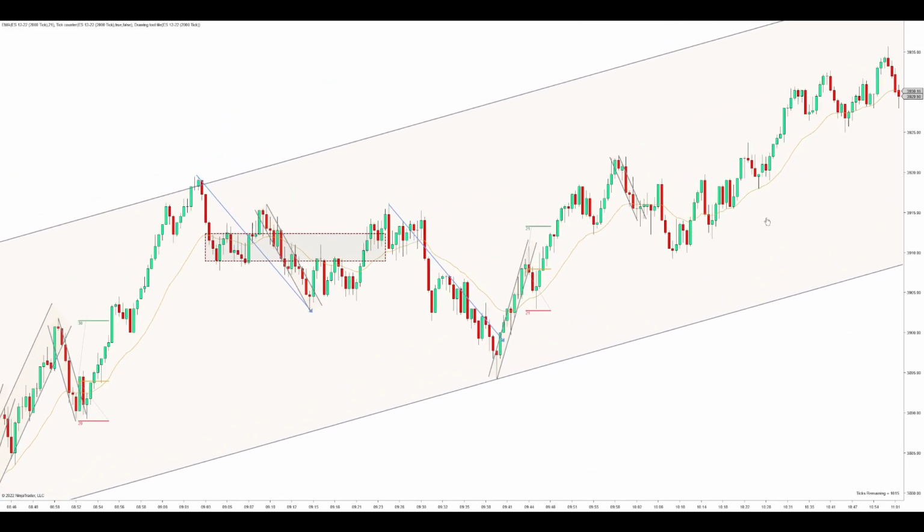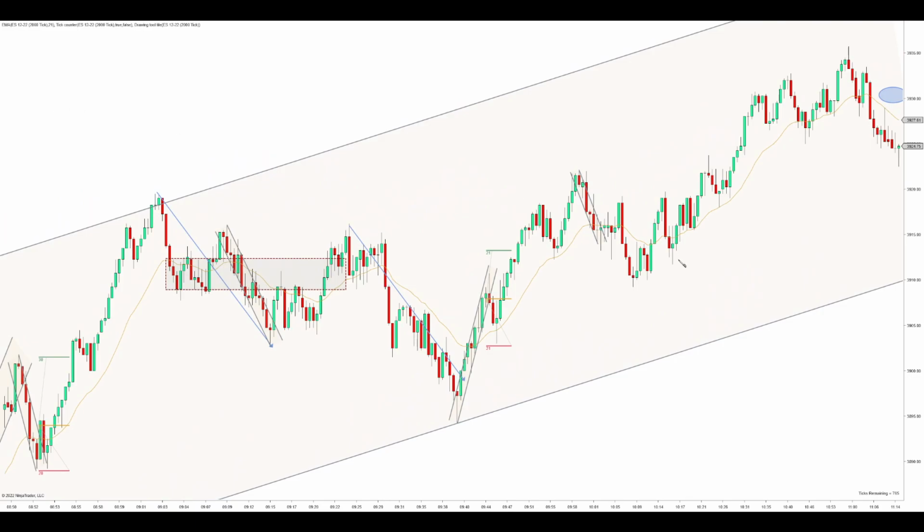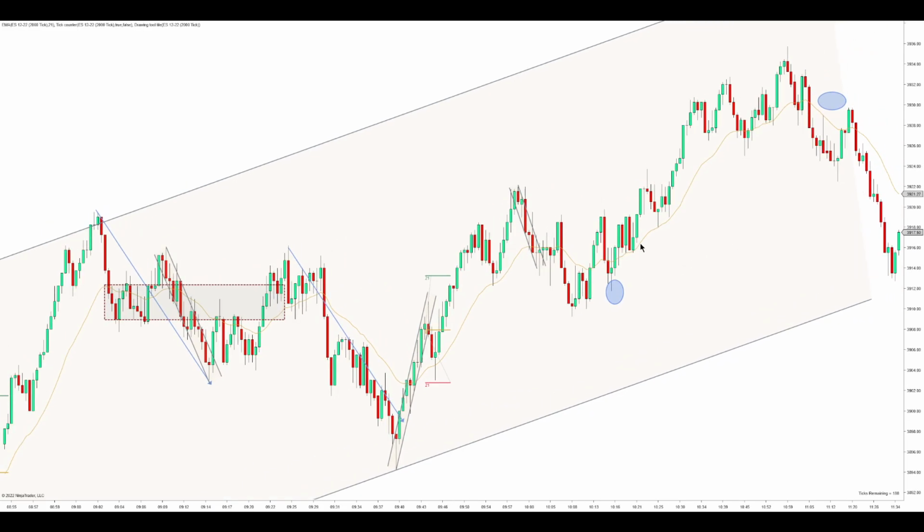But I feel like I missed something there, so I'm gonna mark that. I'm gonna mark that area. And so, of course, entering after this bar and then stop below the whole swing.